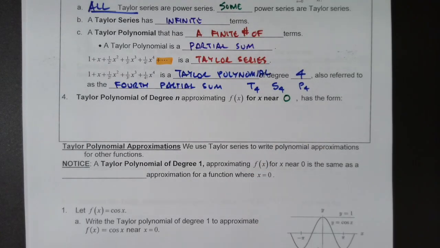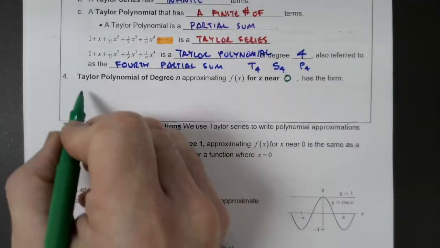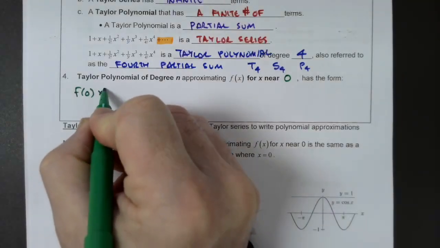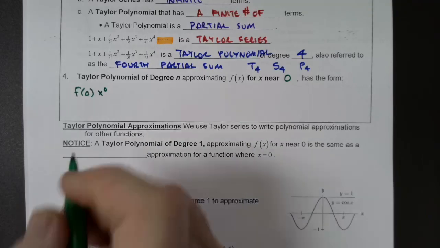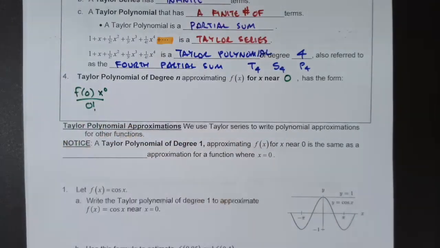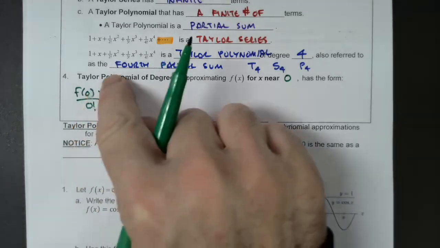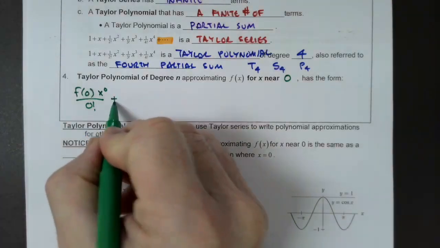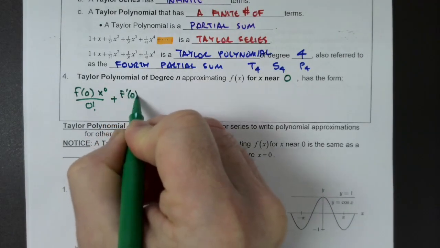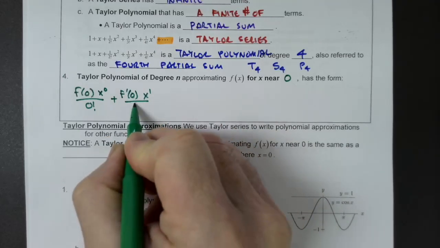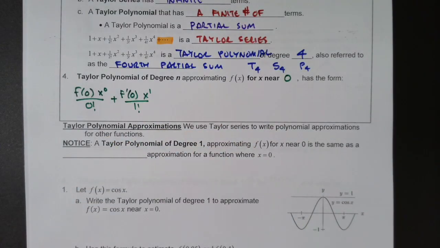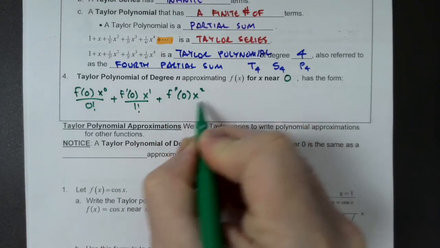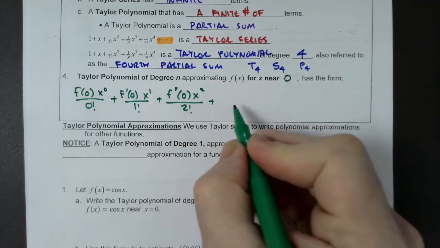Let's just write this out so we get used to this. Okay, this is going to be the original function at 0 times x to the 0 power. That's 1. Yes, I know it is. All divided by 0 factorial. That's 1. Yes, I know that is. Okay. Do I need to write those on there? No, again, I'm just trying to write this so we get used to our pattern. The next one will be our first derivative at 0 times x to the first power divided by 1 factorial. Our next one will be the second derivative at 0 times x squared all over 2 factorial.